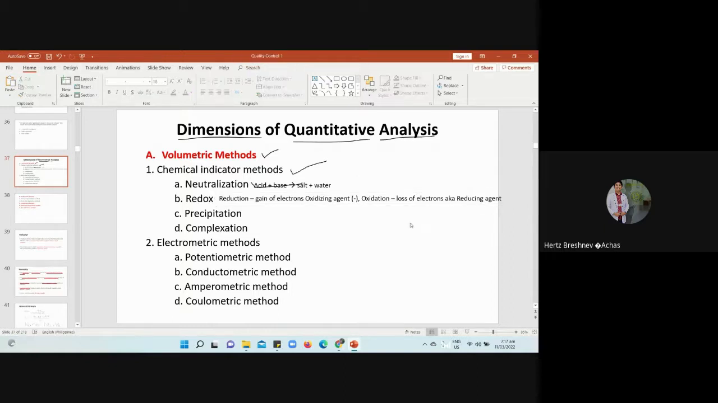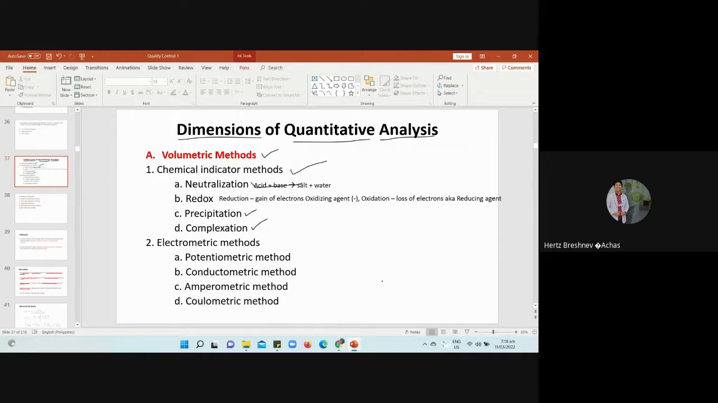Okay? And then we have precipitation. When we say precipitation, there is a formation of aggregates, a solid substance, crystals. We utilize that in order to identify the amount or quantity of the substance, through its liquid state. And lastly is the complexation.